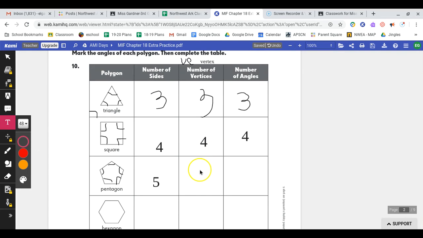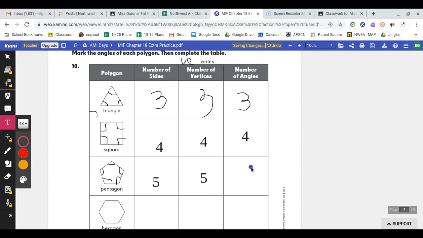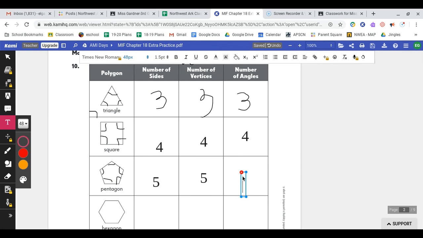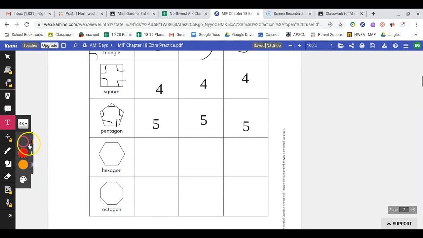How many vertices? That's where 2 line segments meet. How many outside vertices are there? You can count them up. 1, 2, 3, 4, 5. As you can see, it's the same across the board with these shapes. And then angles on the inside. 5.